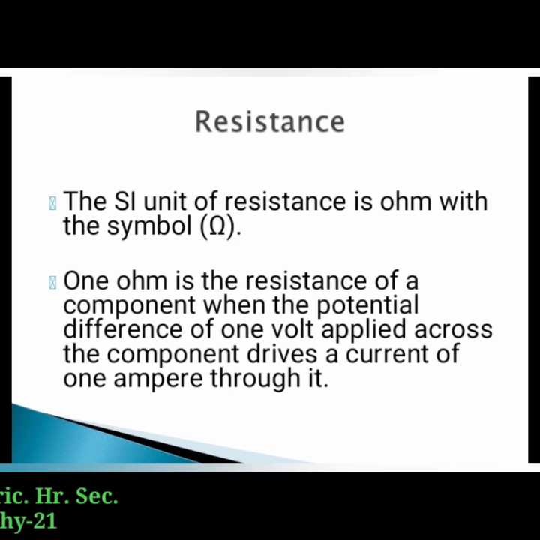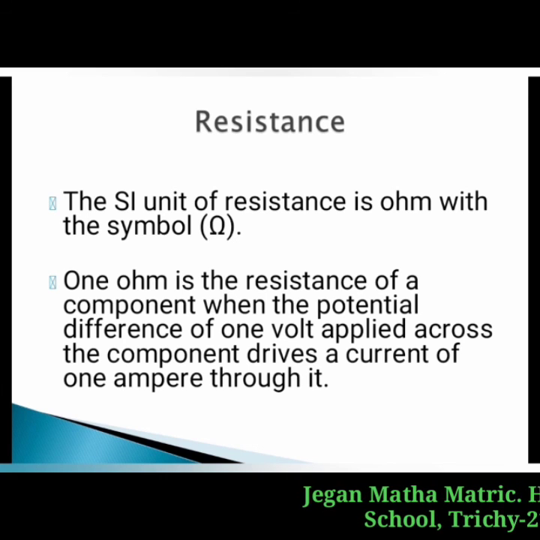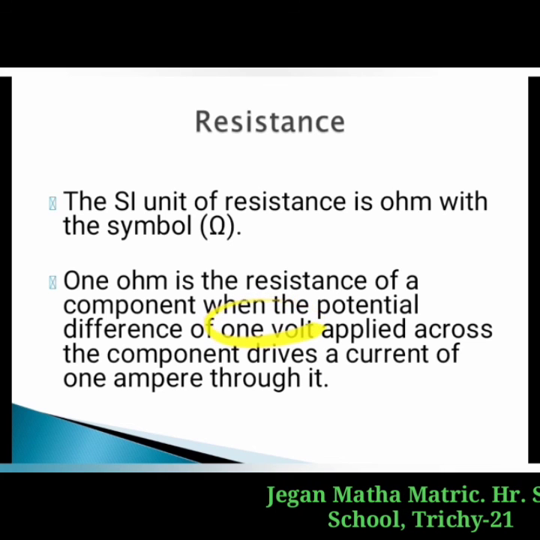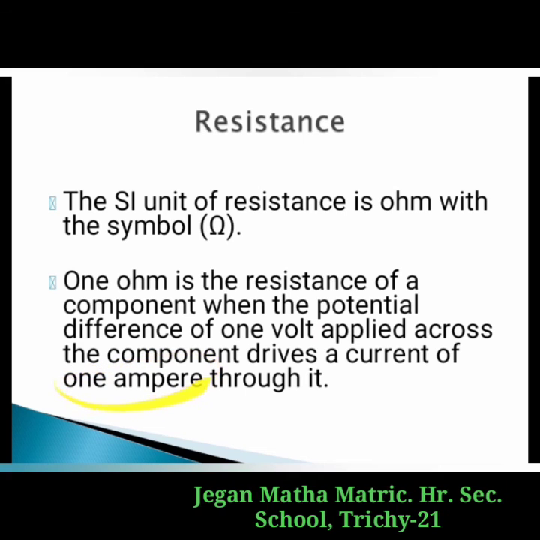So the SI unit of resistance is ohm. 1 ohm is the resistance of a component when a potential difference of 1 volt applied across the component drives a current of 1 ampere through it.